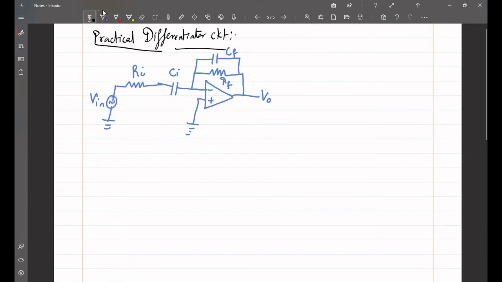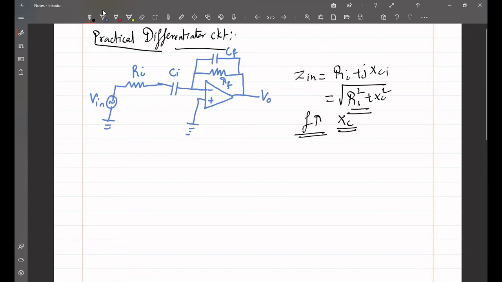Now what happened? The corresponding input impedance will become Zin equal to Ri plus jXci. So at any condition, Ri squared plus Xc squared will be there. Even if the frequency is high, Xc will be eliminated, but at any time the resistance will be there. So we can conclude that at any time the input impedance will be greater than or equal to the input resistance. So a small value of impedance will be maintained at the input side.